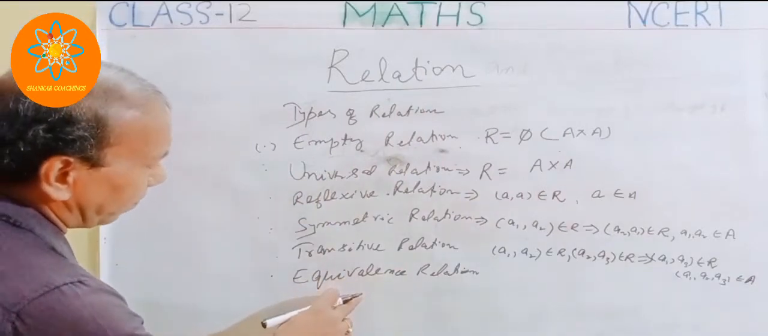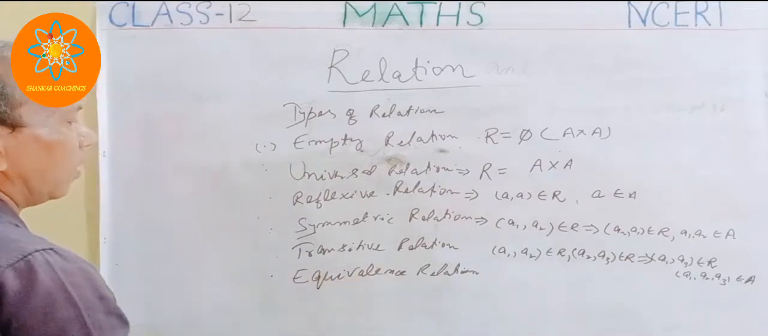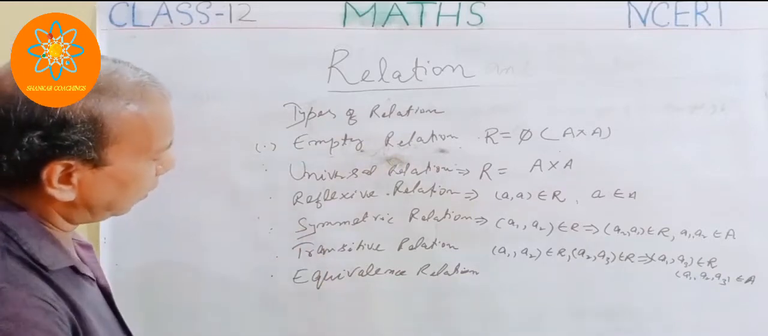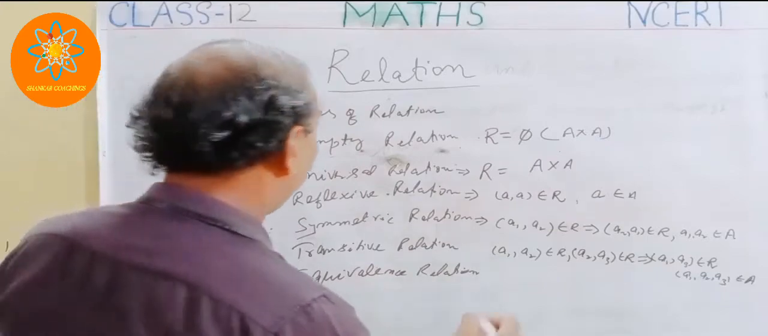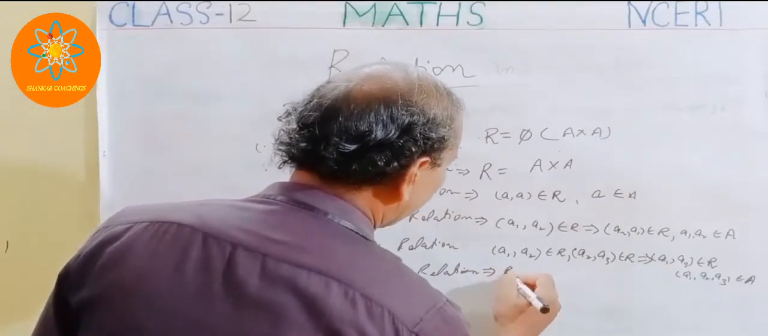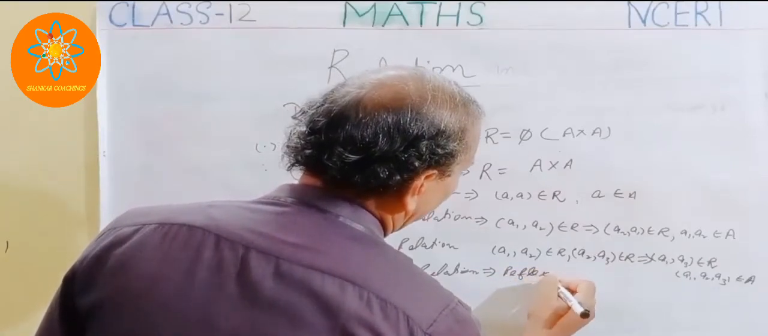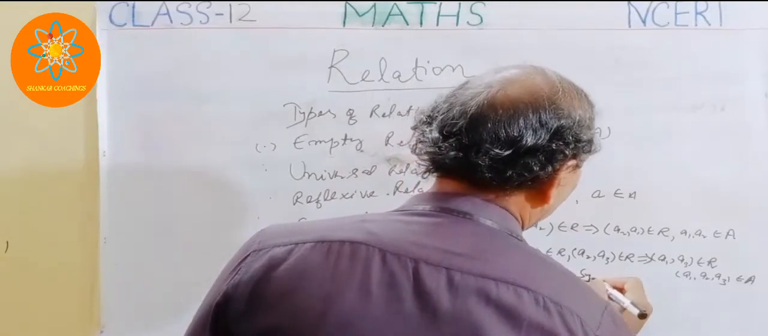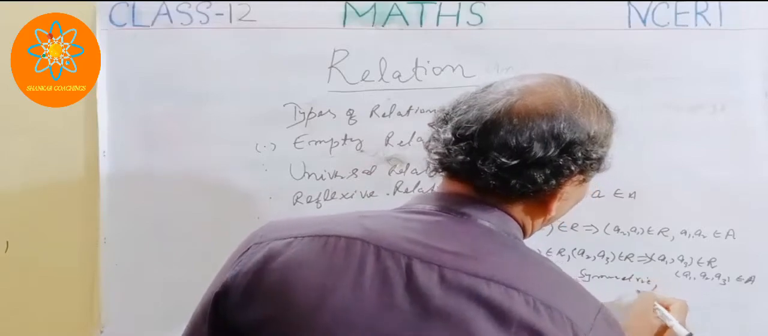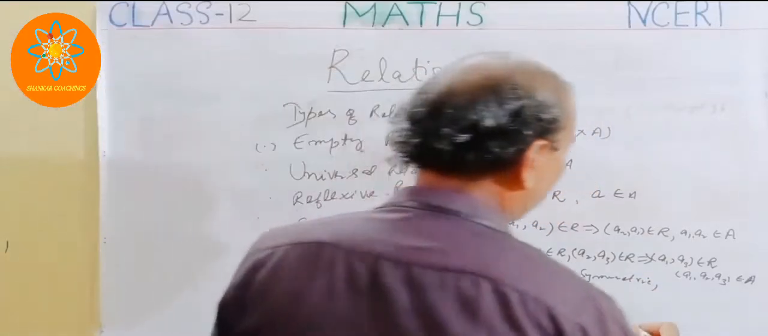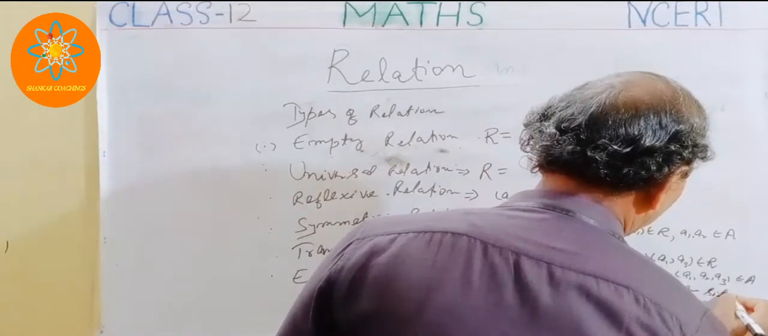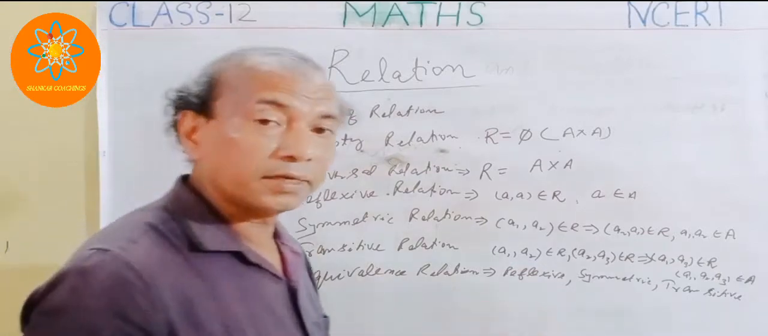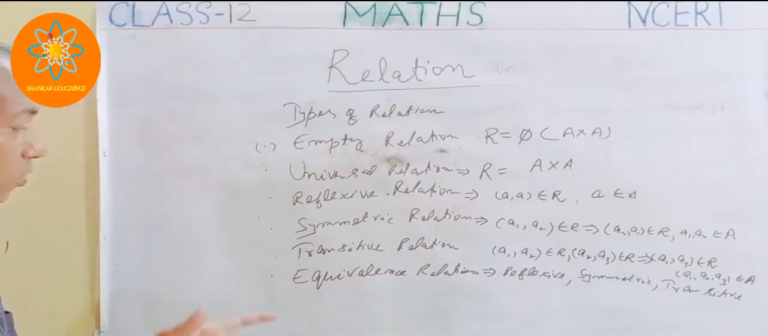And what about the equivalence relation? If any relation is reflexive, symmetric and transitive, then that is called the equivalence relation. Means this must be reflexive, this must be symmetric, and this must be transitive also. If a relation is reflexive, symmetric and transitive, in that case that relation is called the equivalence relation.